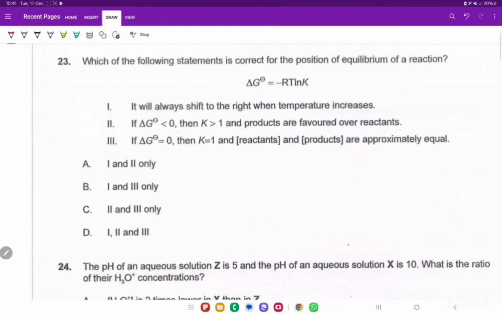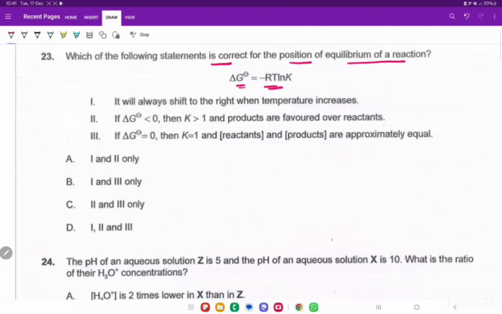Next question 23. Which of the following statements is correct for the position of equilibrium for the reaction? Delta G equals minus RT ln K. This is given to us. It always shifts to the right when temperature is increased. Whenever we talk about reaction X forms Y, shifting towards right means it is moving towards the product side. And when we are increasing temperature, it is moving towards the product side.